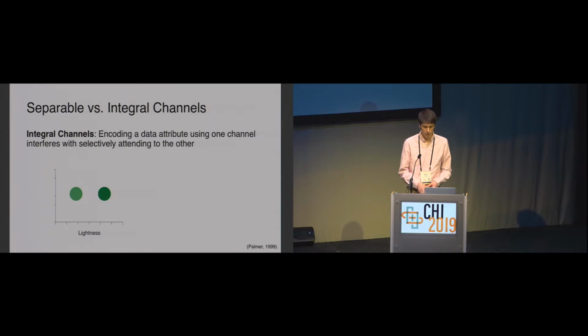Conversely, integral channels is when encoding a data attribute using a visual channel interferes with selectively attending to the other. For example, if I encode data using lightness as the first channel, and then encode additional data using hue as the second channel, determining lightness differences between these marks is much more difficult when hue is added. Lightness and hue interfere with each other, and so they're an integral channel pair.